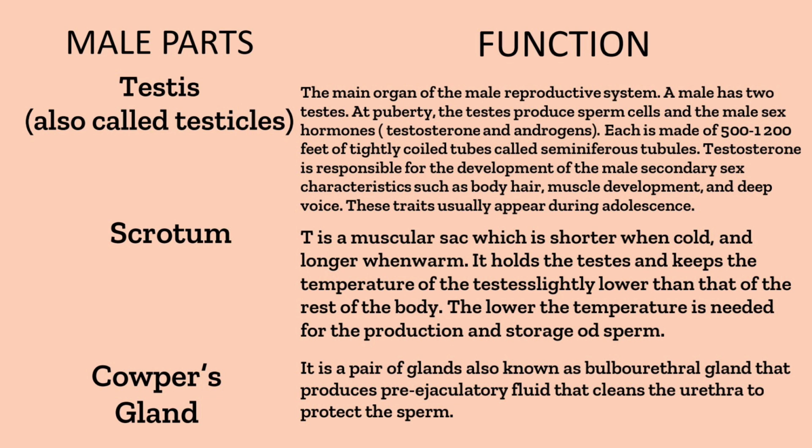Yes, Cowper's gland. Please read everyone. Thank you. So, Cowper's glands, also known as bulbourethral glands, are part of the male reproductive system. They are small glands located in the male body. And their job is to produce a special fluid. This fluid is added to semen during the process of ejaculation.